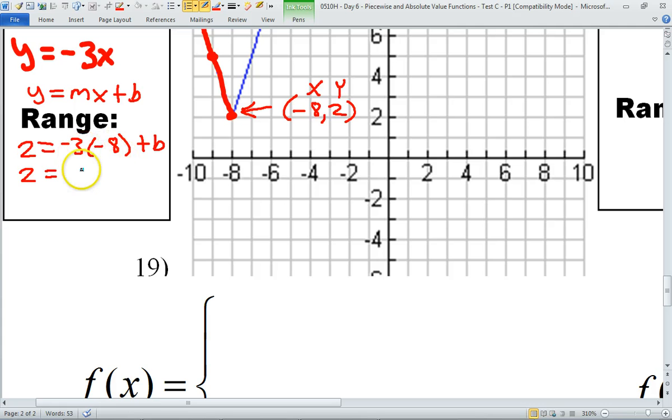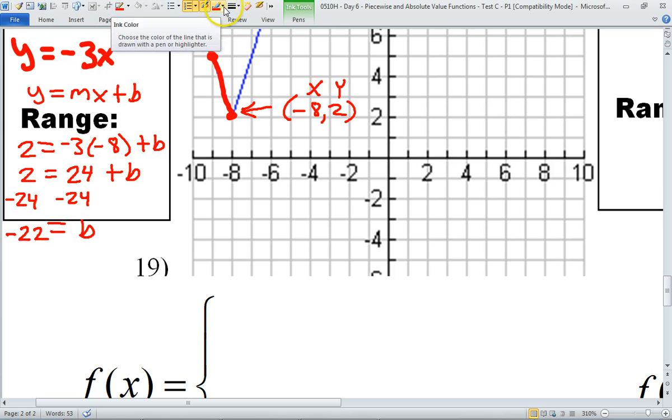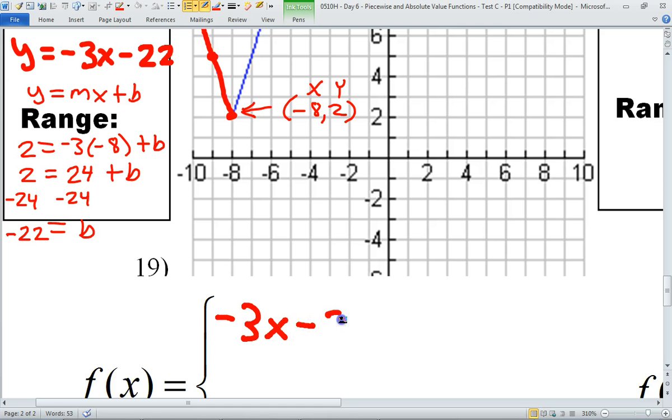And then negative 3 times negative 8 is 24 plus b minus 24. That gives me b is negative 22. That's my b value. Okay, so here's my equation then. Y equals negative 3x minus 22. So I can go ahead and write that down. So negative 3x minus 22.